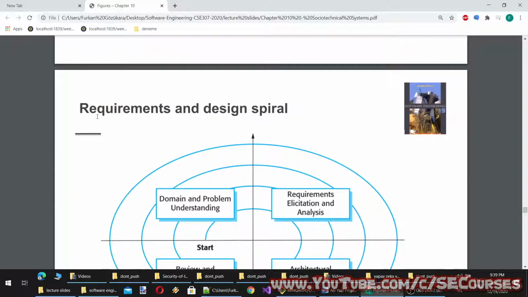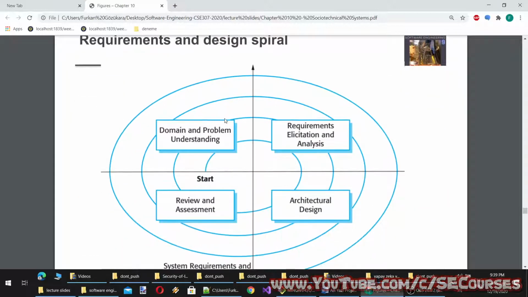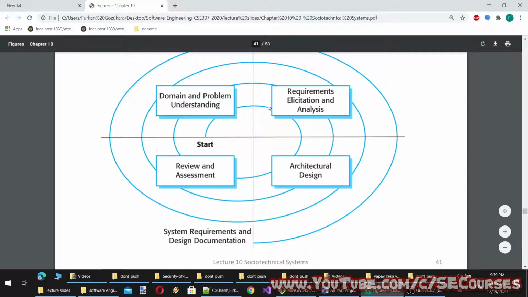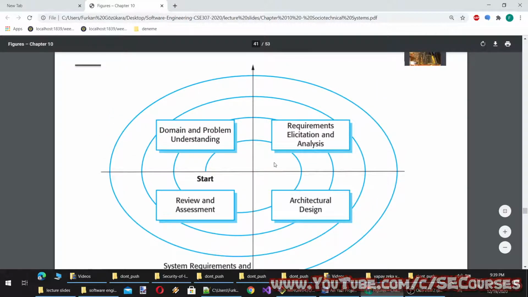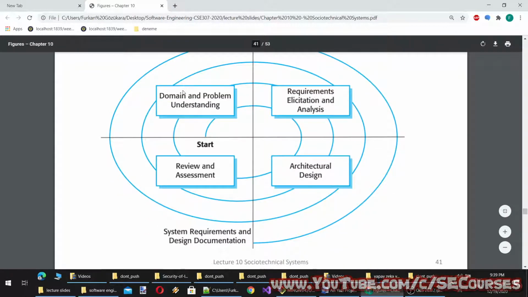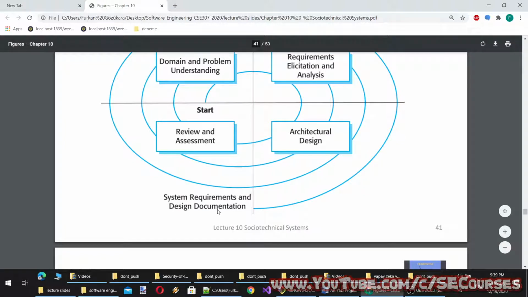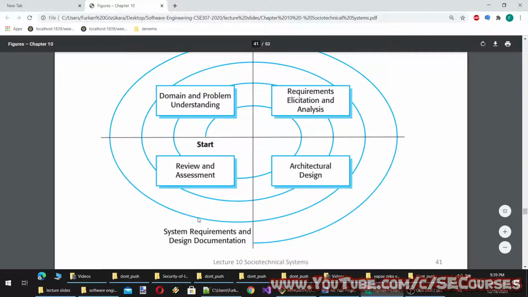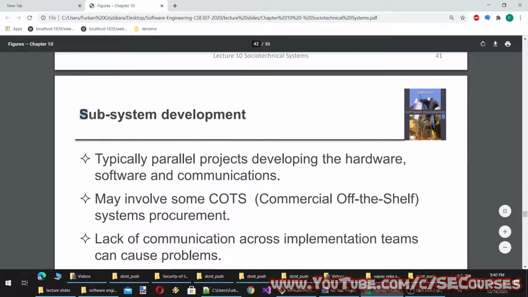Okay. The requirements and design spiral is shown like this. Start, domain and problem understanding, requirements elicitation and analysis, architectural design, review and assessment. And this is a looping process, and then system requirements and design documentation. Finally, it is done. The documentation is made.